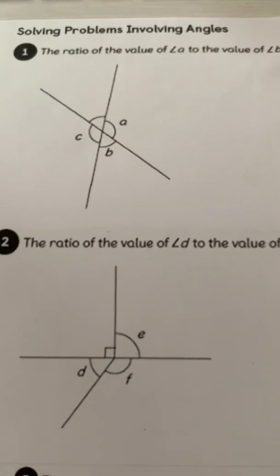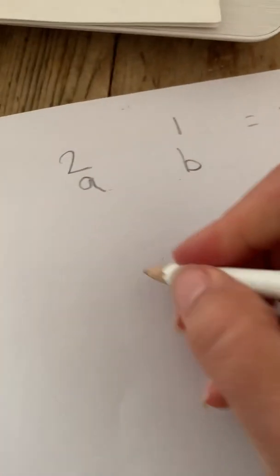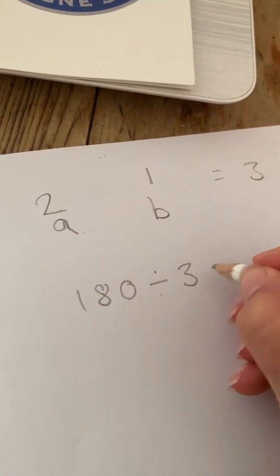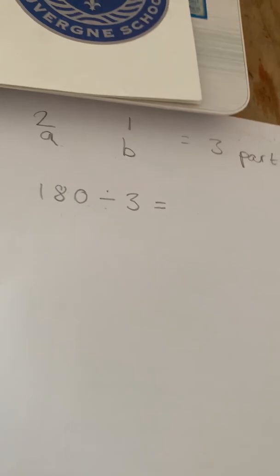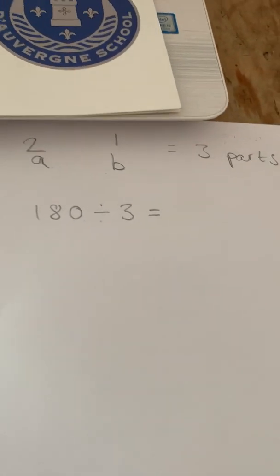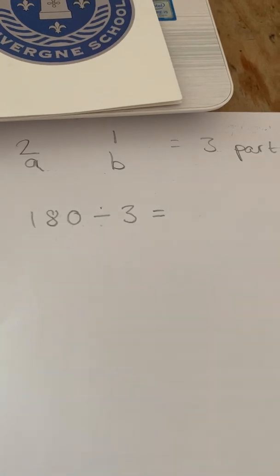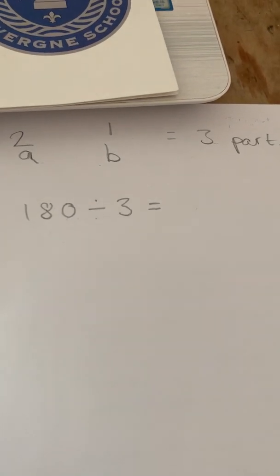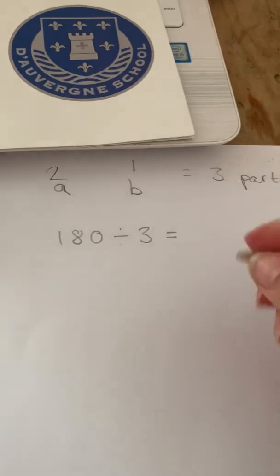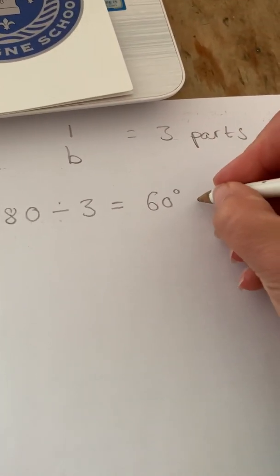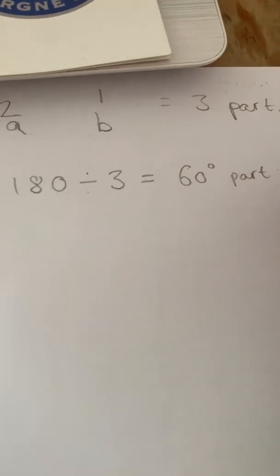Okay, and we know that angles on a line equal 180 degrees. So I'm going to use that information, 180, and I'm going to divide it by 3 to work out what my 1 part equals. Okay, I'll just let you spend a little bit of time to do that. And hopefully, using your fantastic times table knowledge, you came up with the answer 60 degrees. So we know that 1 part is 60 degrees, which is fantastic.